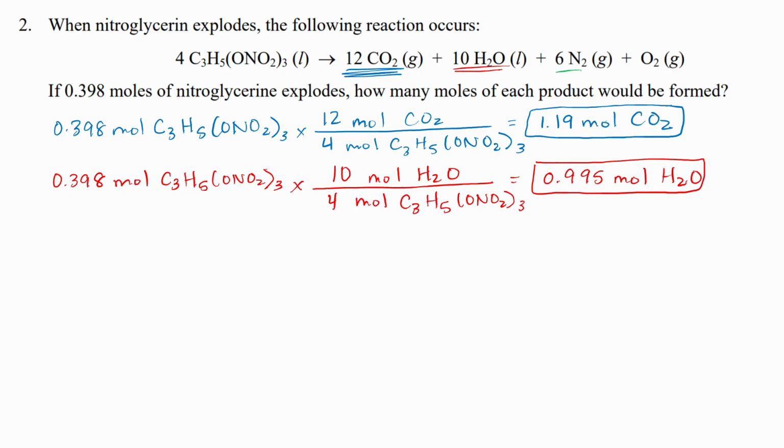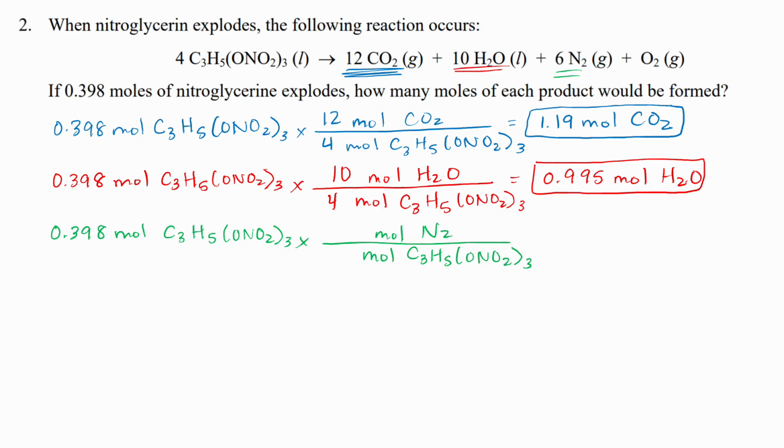Now moving on to N2, our next product. Again, we're starting with our same amount of nitroglycerin and then using the mole ratio to go from nitroglycerin into N2. And I get those numbers from my balanced chemical equation. So 6 moles of N2 and 4 moles of nitroglycerin. Then in my calculator, I will do 0.398 times 6 divided by 4, which gets me 0.597 moles of N2.